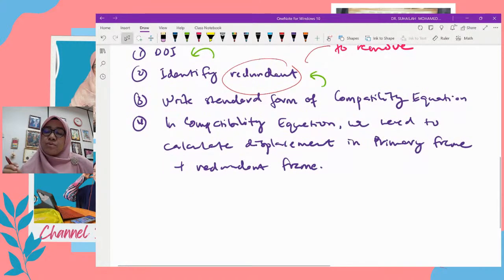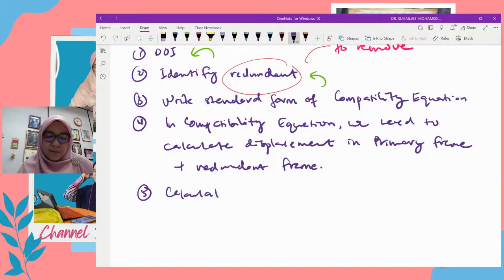After that, number 5, we solve for the redundant value. We solve for the redundant value and then we calculate the remaining reactions. Calculate displacement, and then calculate, or solve, redundant.